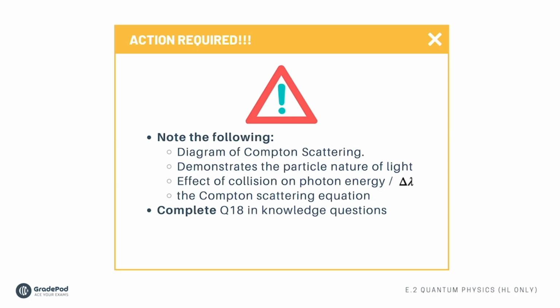It's time for you to head to your revision note template and note down the following. The diagram of the Compton scattering, just like the one that I've been working from in previous slides. Note down that Compton scattering demonstrates the particle nature of light, which of course, so does the photoelectric effect. Write down the effect of the collision on the photon energy and the wavelength. Of course, the photon loses energy. Finally, write down the Compton scattering equation, which you will find in your data booklet. And to test out this very simple equation that looks scary and hard, please head to question 18 in the knowledge questions.